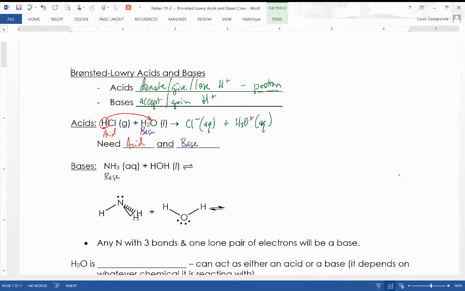If it's the base, remember our definition of bases up above is that a base accepts a proton. But now, where is it going to get the proton from? It's going to get the proton from one of the H's in water. And we're going to take that proton and we're going to pull it over to the NH3. And now that makes water acting as an acid down here. We'll talk about the fact that water does two different possible things in a few moments.